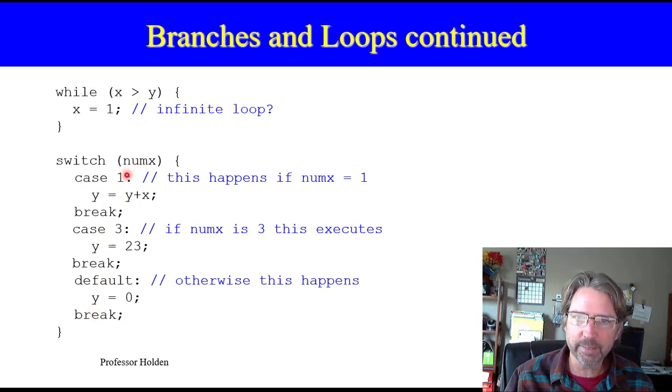So if numx is 1, it runs this code. If it's 3, it runs this code. There's a default case. If it doesn't match any of the cases, it runs the default. Switch is kind of strange in C because if it runs case 1, if you don't put the break statement in here, it will fall through and run all the rest of them, which is not normally what you want, but I guess it's a feature if you want to do certain case structures. So the traditional way is to have a case. This has a colon, then the code that runs for that case, and then the word break with a semicolon. And again, all in curly brackets.